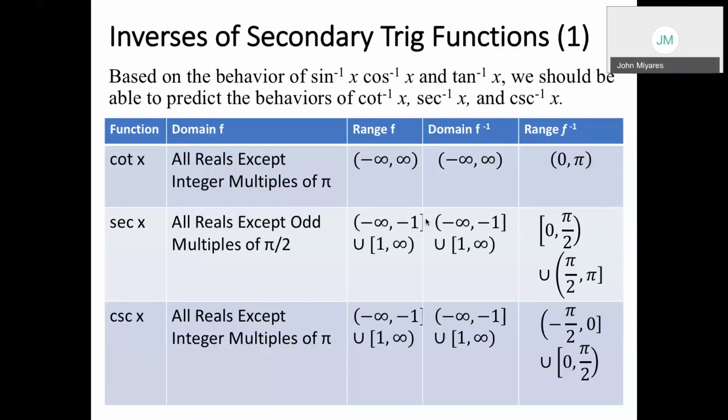For the inverse cosecant, the domain will be the same as the range of the regular cosecant function, where you're considering numbers that are not between negative 1 and 1. While the range of the inverse cosecant, just like the inverse sine, will include angles between negative pi over 2 and positive pi over 2, but not 0, because the inverse cosecant of 0 is undefined.